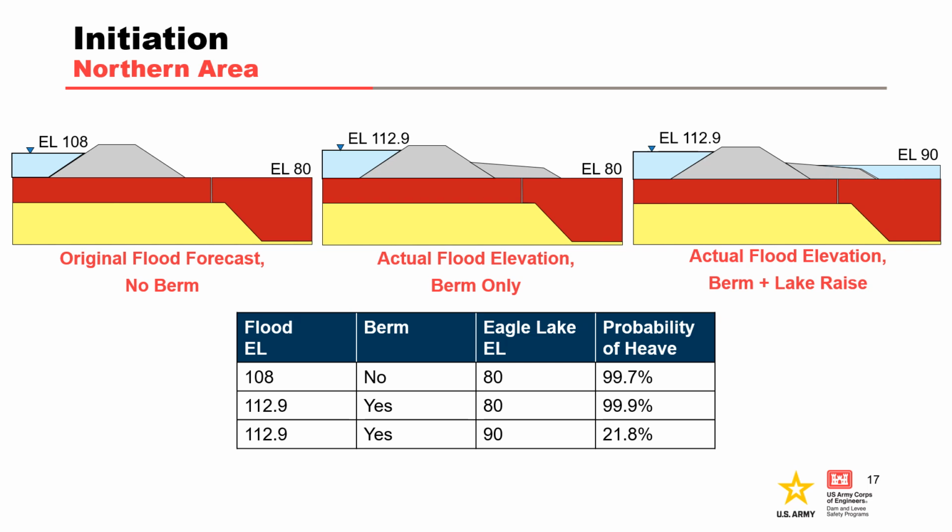The final case evaluated the actual conditions present during the flood, with a flood elevation of 112.9 feet, the emergency berm on the land side of the embankment, and Eagle Lake at elevation 90 feet. The flood differential for the final scenario was approximately 23 feet and had a probability of heave of 21.8%. Based on this analysis, the combination of the emergency berm and the Eagle Lake raise produced a significant reduction in the probability of initiation of backward erosion piping in the northern area.